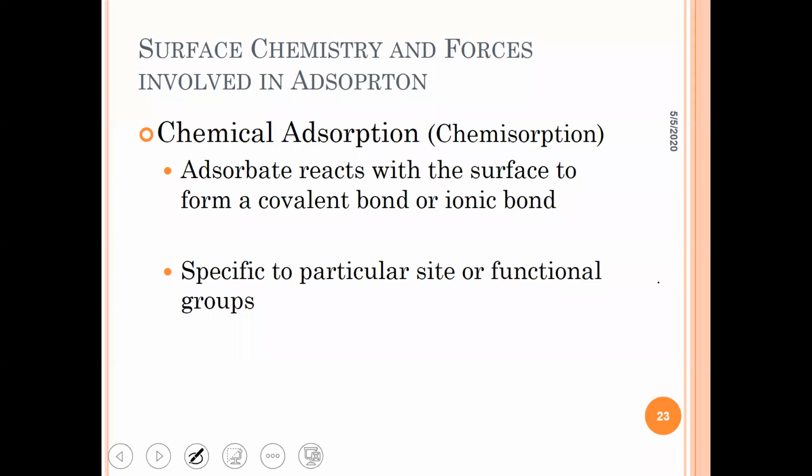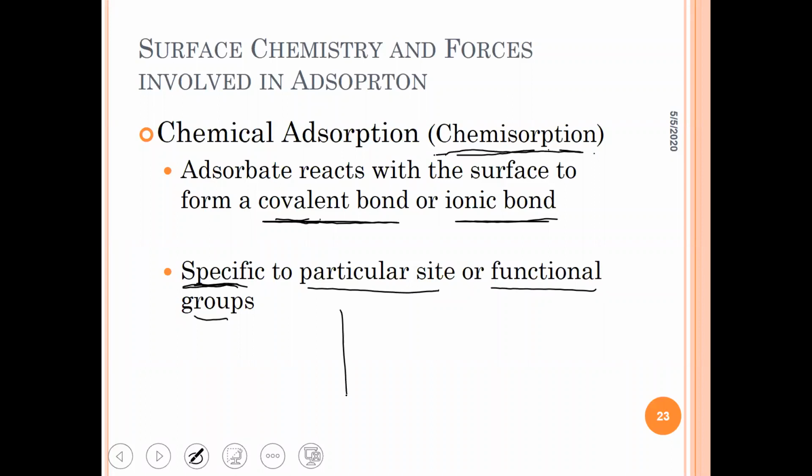Let me talk about chemical adsorption. We also call it chemisorption. In this kind of reaction, a bond is formed. It can be a covalent bond or an ionic bond between adsorbate and adsorbent. So this kind of reaction is very specific to a particular site or functional group.